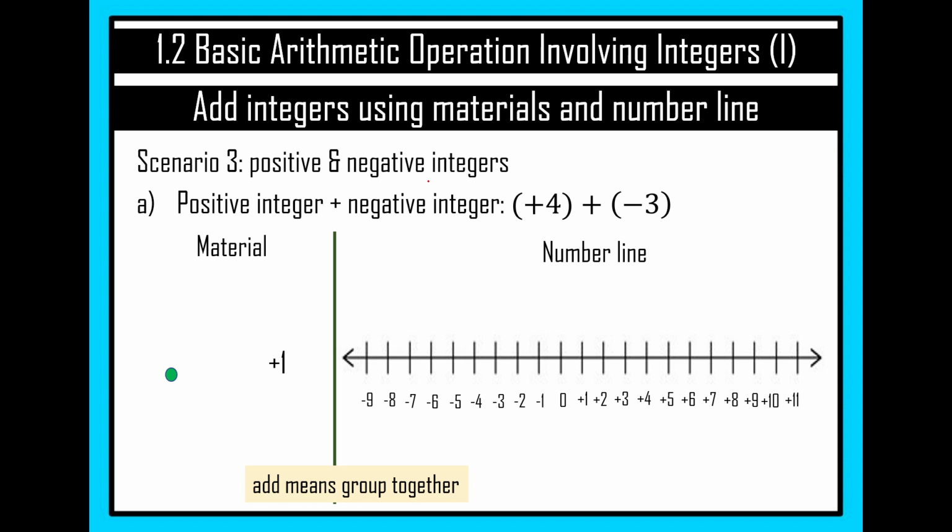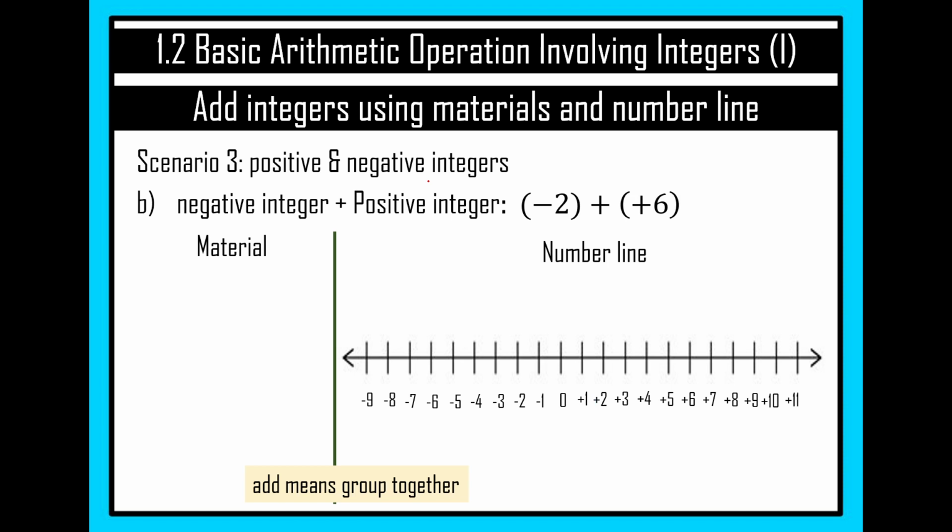Alright, on number line, we are going to start at 0, move 4 to the right. From there, okay, negative 3 means move 3 to the left. And finally, we are going to be at positive 1.